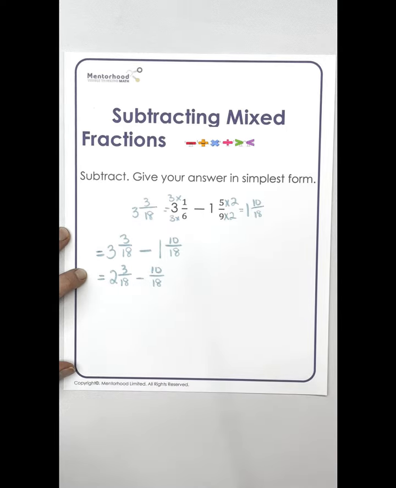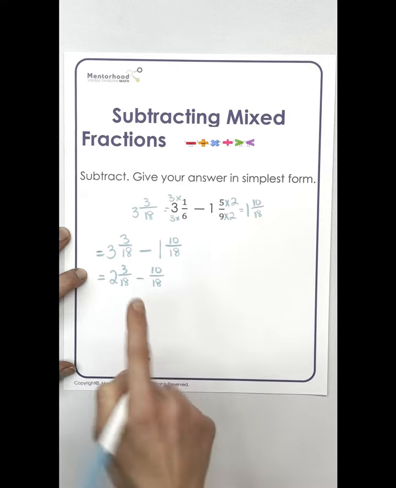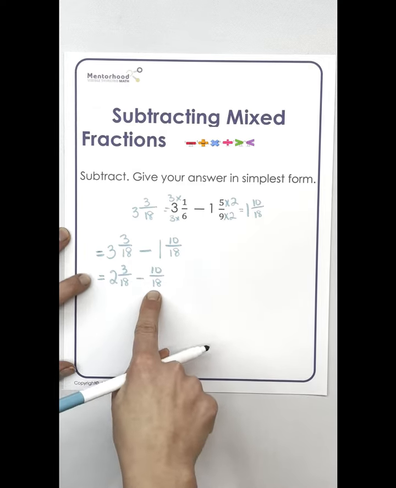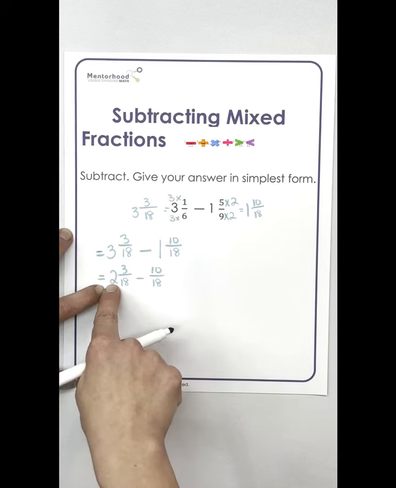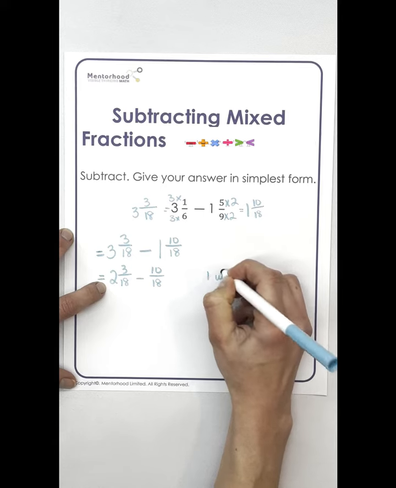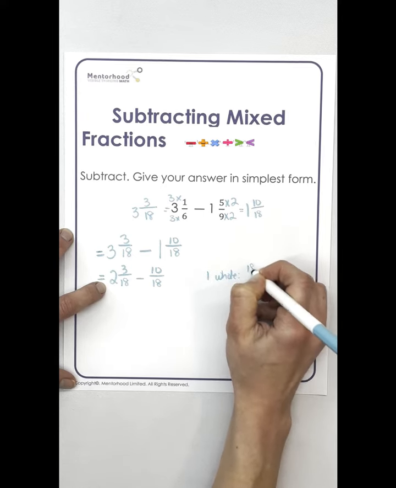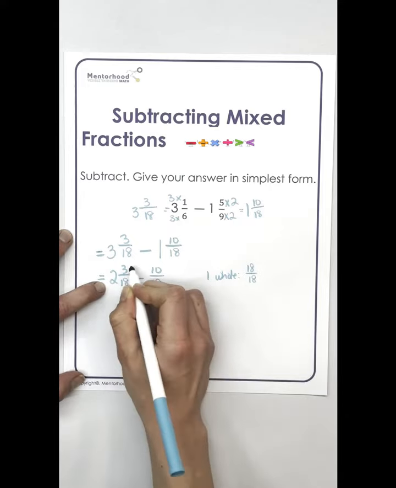Now, do you see a bit of an issue here? Here we've got a bit of a problem. I can't do 3/18 minus 10/18. I can't just subtract my parts, can I? So what I'm going to do instead is borrow one of my wholes. Now, this is 2 wholes, right? Each of these wholes, one whole, is 18/18. So I'm going to borrow a set of 18/18, and I'm going to add it to my 3.